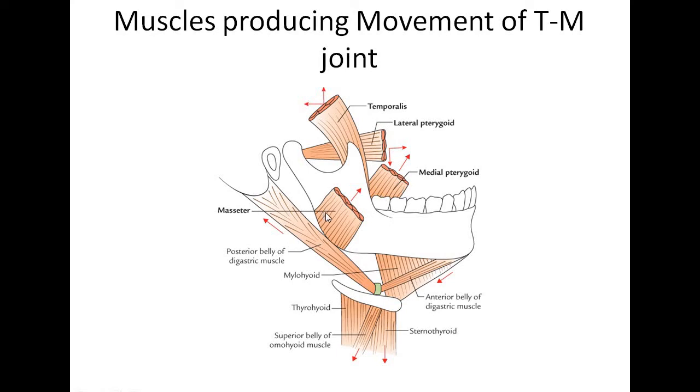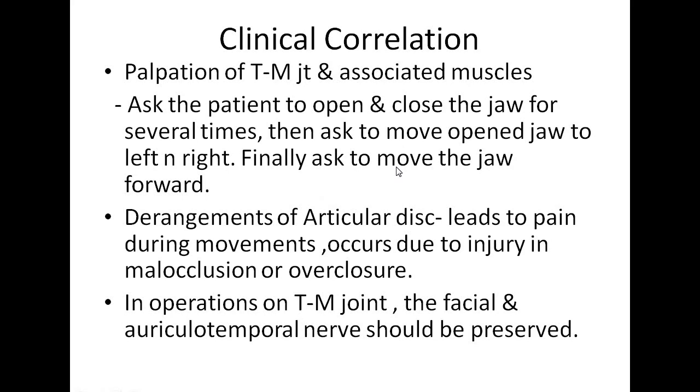So these are the muscles producing various movements, and the movements are shown here with the arrows. What are the clinical correlations of it? The palpation of the temporomandibular joint and associated muscle is the most important one. Bilateral palpation is a must to assess the entire joint and its associated muscle.